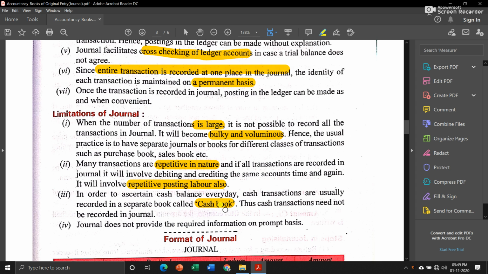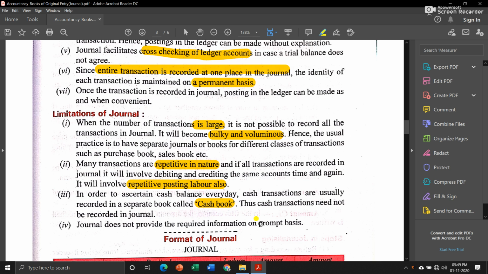Then in order to ascertain cash balance every day, cash transactions are usually recorded in a separate book called cash book. Now every day, if you want to know how much amount of cash you have in your hand, then in that case all the cash transactions we used to record in one book, that is known as cash book. Now this cash book can give you a rough idea about how much cash you are supposed to have with you now, but this will not give you by journal. Then journal does not provide the required information on prompt basis.